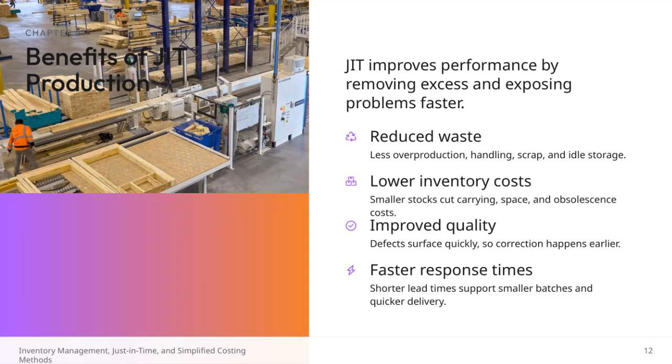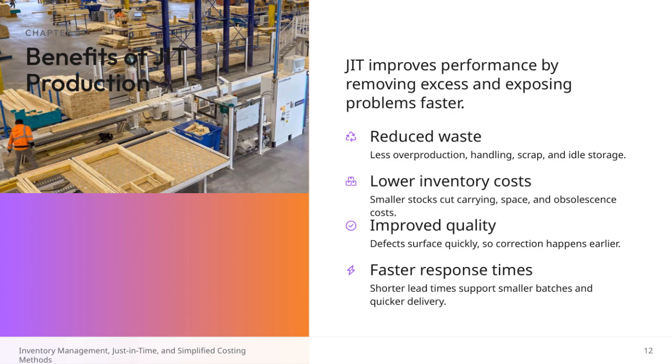Just-in-time, or JIT, production brings several important benefits that really help improve overall performance. First, it reduces waste by cutting down on overproduction, unnecessary handling, scrap, and idle storage. This means resources are used more efficiently, and we avoid excess costs associated with these inefficiencies. Another key advantage is lower inventory costs. By maintaining smaller stock levels, companies can save on carrying costs, reduce the need for storage space, and minimize the risk of inventory becoming obsolete.